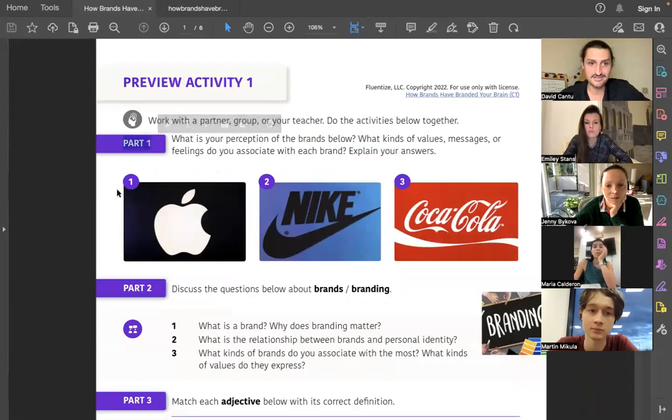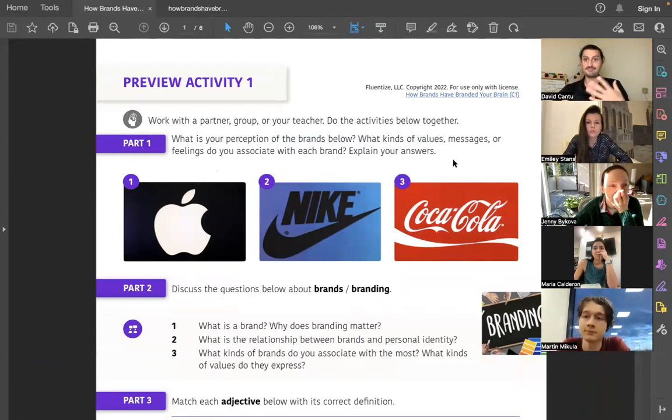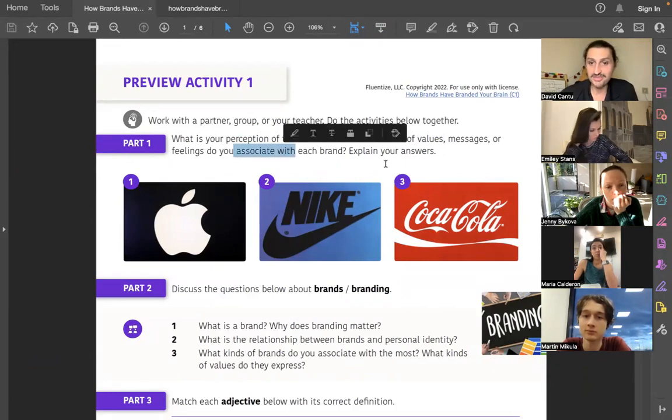You're going to look at these brands. What is the perception of these brands? Talk about them. What do you think of them? What kind of values? Values is what's important for them. What messages or feelings do you associate or connect with each brand? Or you can also say, what do people in general connect with it?